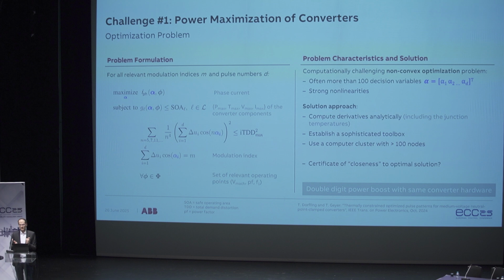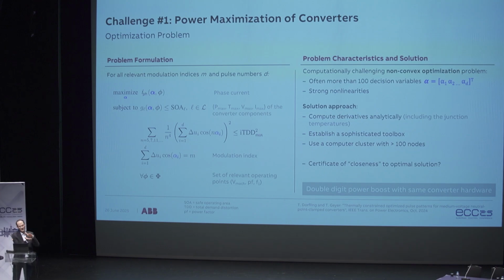And this is a challenging problem. You have typically 100 plus decision variables. You have strong non-linearities. So solving that is a pain, even with a sophisticated optimization tool, even using a cluster. So the holy grail here is sort of, can you come up with good upper and lower bounds on your solution, on your value function?